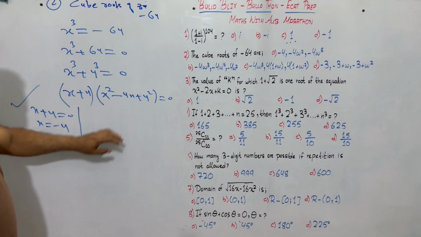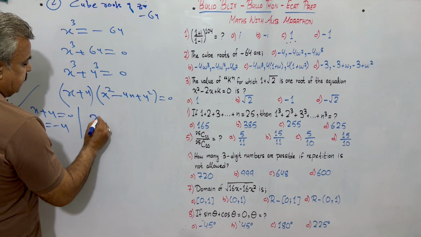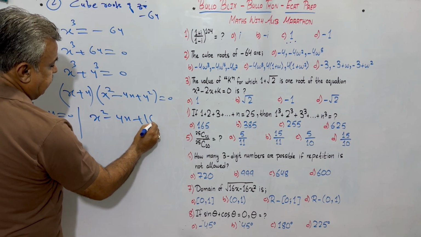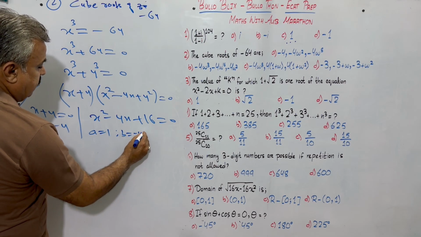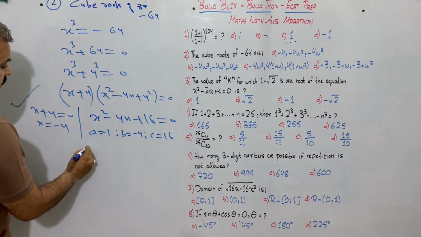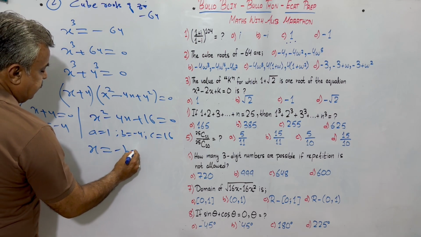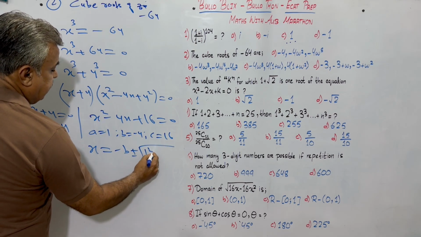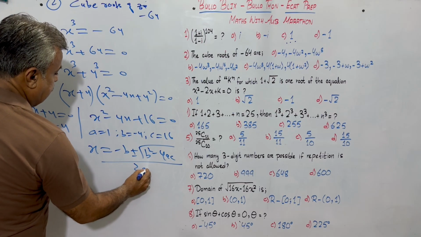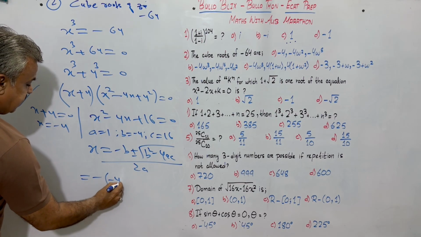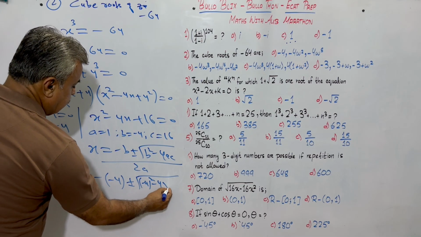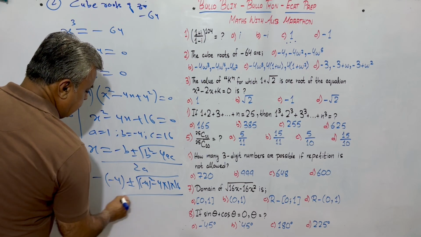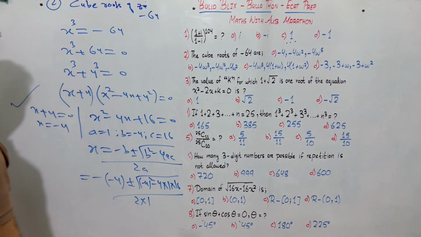It gives us two complex conjugate roots from x squared minus 4x plus 16 is equal to 0. Here a is equal to 1, b is negative 4, and c is equal to 16. Putting the values in the quadratic formula, negative b plus or minus the square root of b squared minus 4ac, all over 2a. We have negative times negative 4, plus or minus the square root of negative 4 squared minus 4 times 1 times 16, divided by 2 times 1.